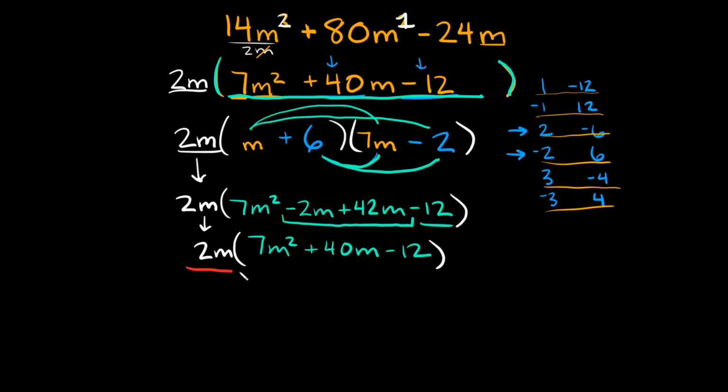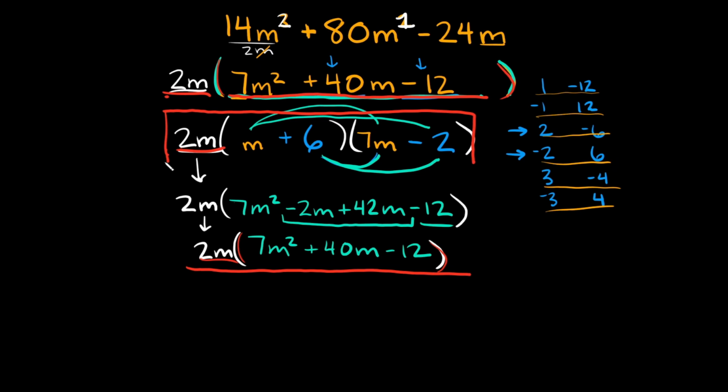Okay, so as you can see, we wound up back to where we started, right? So here we have 7m squared plus 40m minus 12 in parentheses, right, with this 2m on the outside. And then right here, we have the exact same thing. 7m squared plus 40m minus 12 in parentheses with the 2m on the outside, okay? So that means this answer right here, and make sure you include the 2m, okay, that's part of your answer, what we factored out. So this answer right here would be your correct factored answer.